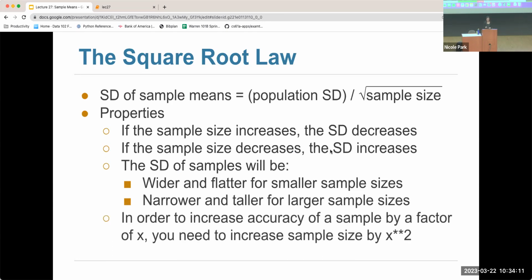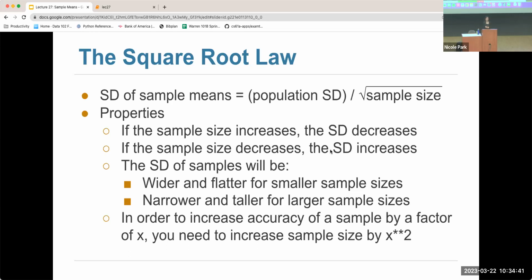In order to increase the accuracy of a sample by a factor of x, you need to increase the sample size by x squared. The reason is, let's say I wanted it to be a certain amount more accurate. We're dividing by the square root of the sample size, so in order to make it that amount more accurate, I would need to square that number for the sample size. Any questions on this before we move on? Yes.